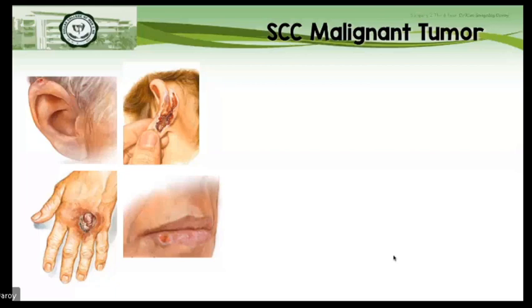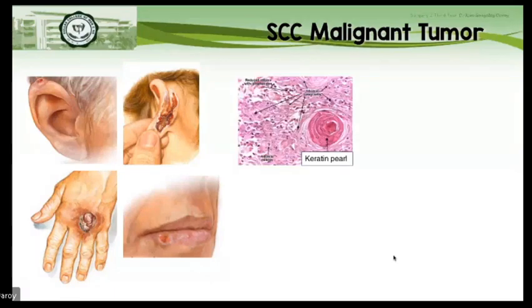To diagnose this, you have to do a skin biopsy, and the pathology will show a typical nest of squamous cells arising from the epidermis and extending to the dermis. The malignant cells are often large, with abundant eosinophilic cytoplasm and large vesicular nucleus, and there are keratin pearls that are present.